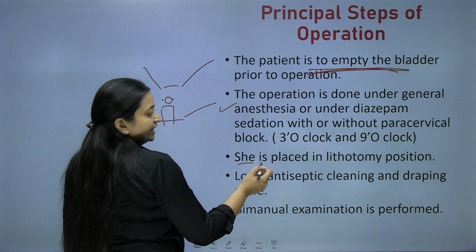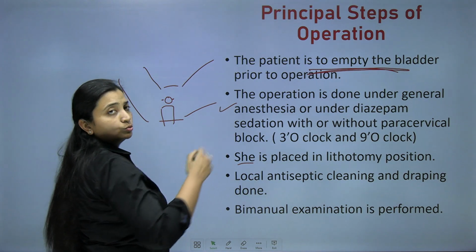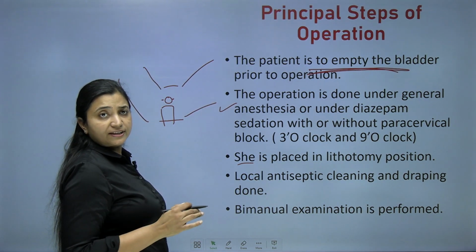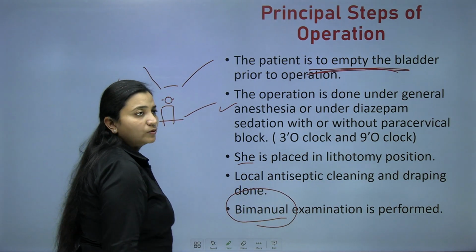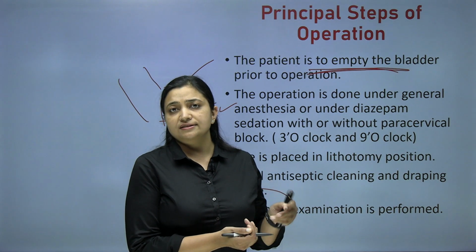The patient is placed in a lithotomy position, and once she is in lithotomy position, we do the painting with local antiseptic solution and drapes are placed. A bimanual examination is performed. This is very important. What is bimanual examination? I discussed it in my gynecological examination.